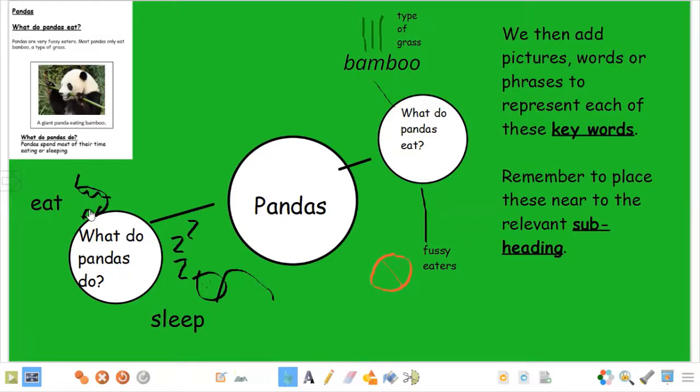I've done there of a mouth chomping away, and here I've got somebody sleeping, and I've got the Z's there to show that they're sleeping. Okay, so what I've done is I've looked at the report, I've identified the key words, and then I've drawn representations and written some of those key words and created my own concept map. Okay, now it's important as well for you to use lines to connect those ideas, as I've done there.